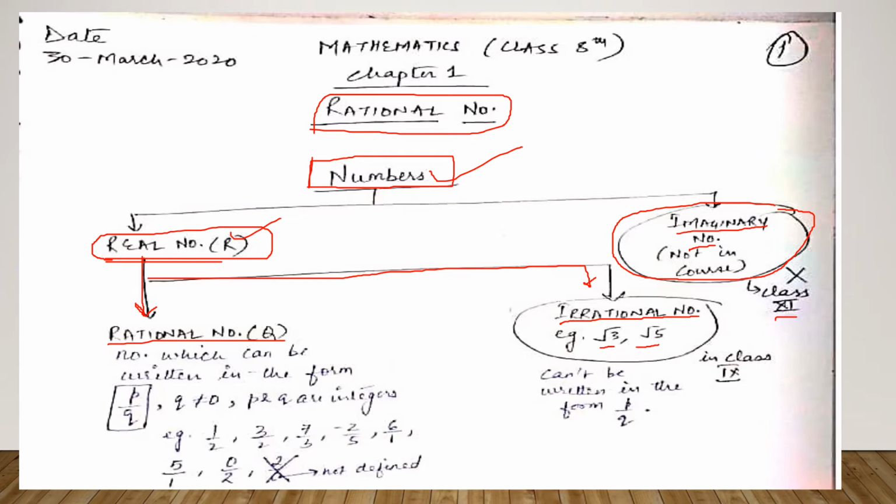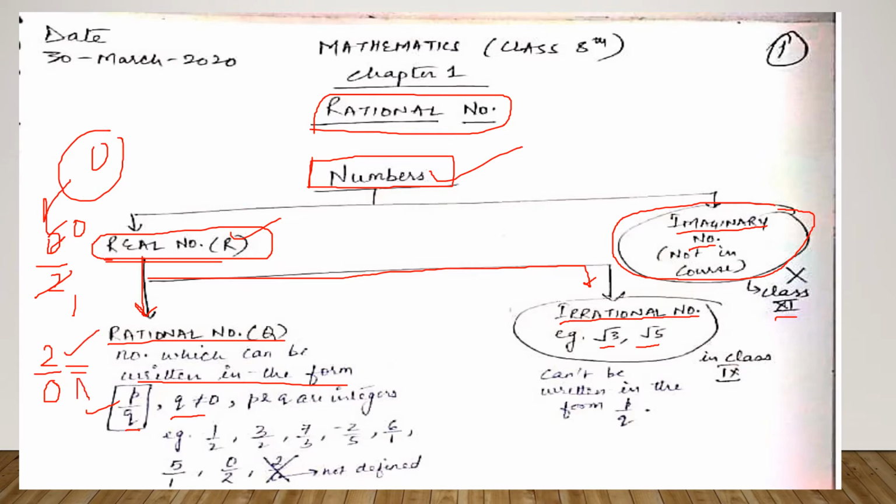Rational numbers are the numbers which can be written in the form p upon q, where q should not be equal to 0. Why? Because if q becomes 0, the number becomes not defined. How? Suppose you have the number 2 upon 0. Can you find the answer of this number? No, because it is not defined. If it was 0 upon 2, it was okay because 0 divided by 2 is 0. So the answer is 0 in this case. But in the other case, it is not defined.